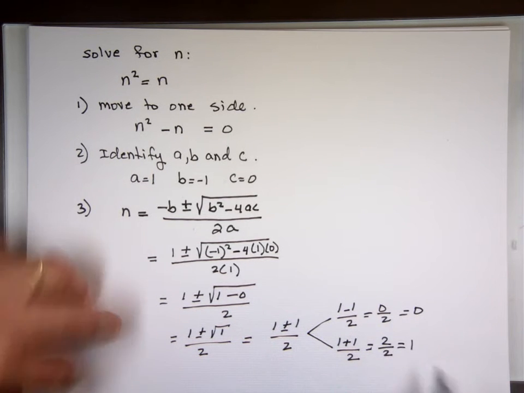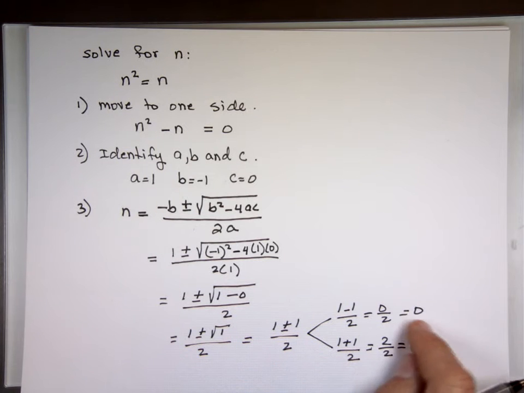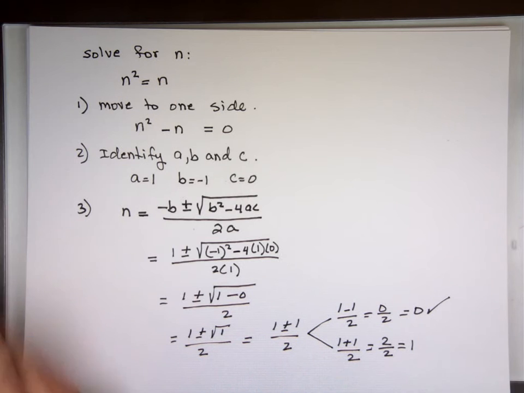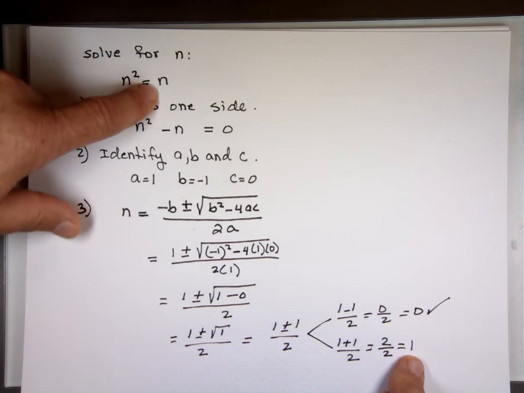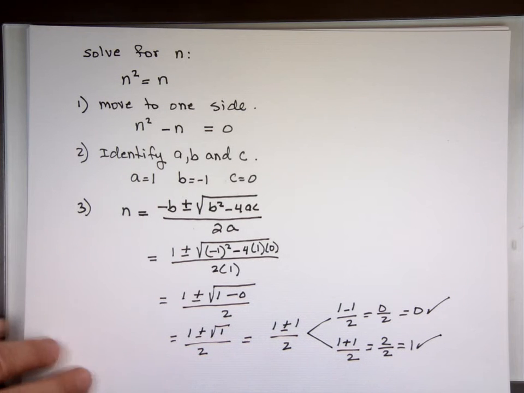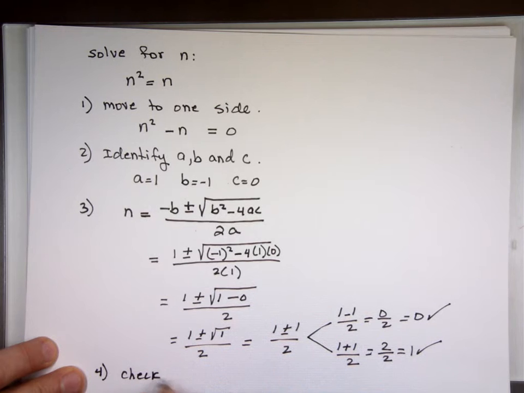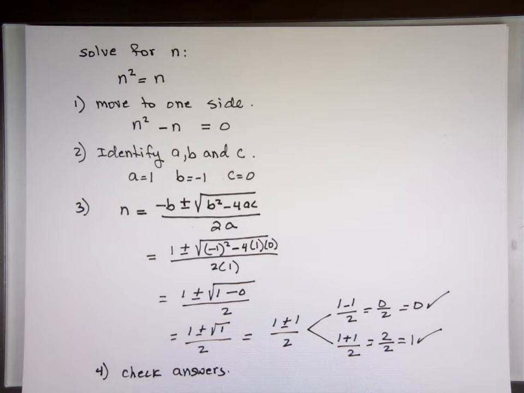Again, check your answer. When n is 0, does 0 squared equal 0? Yes. When n is 1, does 1 squared equal n? Yes. So step number 4, check your answer. And in this case, I checked them both, and they're both good.